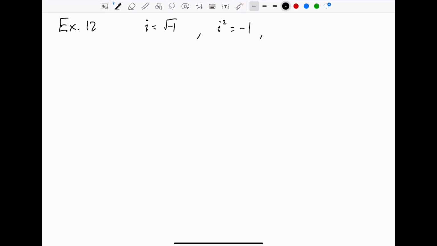What about i cubed? i cubed is i squared times i. i squared is -1, and i is i. So -1 times i is what we have here, or just -i. So i cubed is -i.